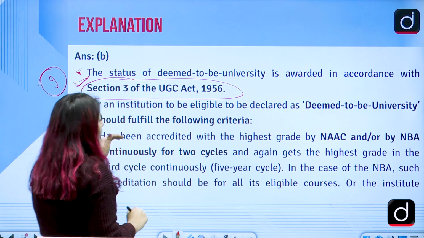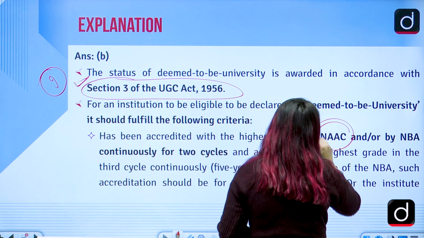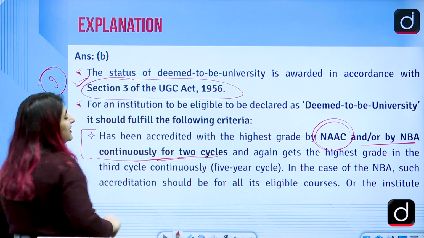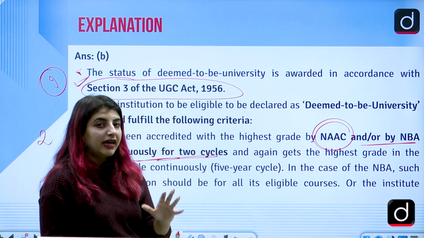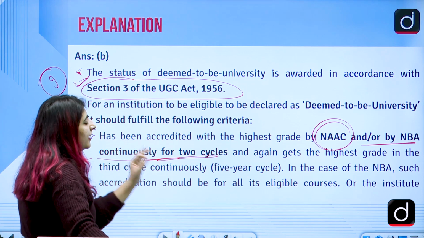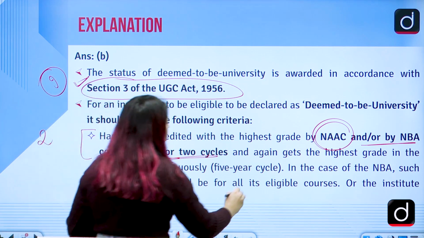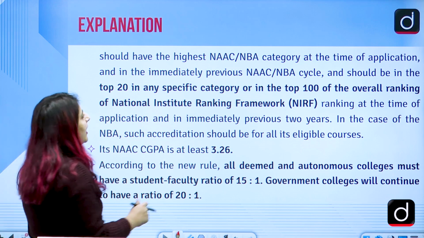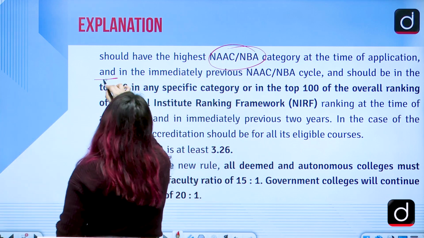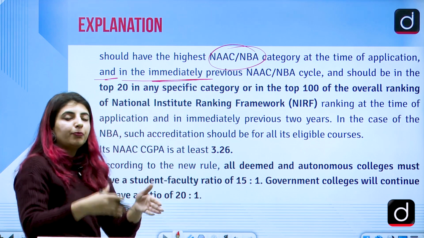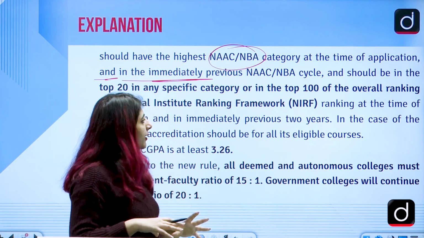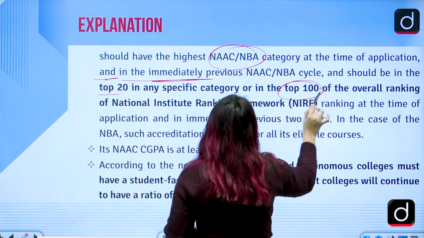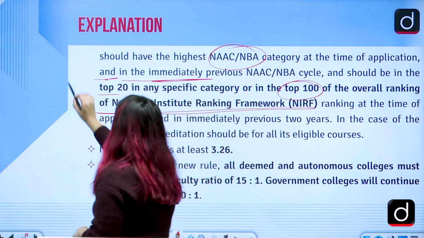Accredited with the highest grade by NAAC or by NBA continuously for 2 cycles. So for 2 continuous cycles, the accreditation should be at the topmost grade. In the case of NBA, such accreditation should be for all its eligible courses and not just one. Or the institution should have the highest NAAC category at the time of application and in the immediately previous NAAC cycle. So the previous and the present cycle will be counted. Top 20 in any specific category, or in the top 100 of the overall ranking of NIRF. So these are OR statements.